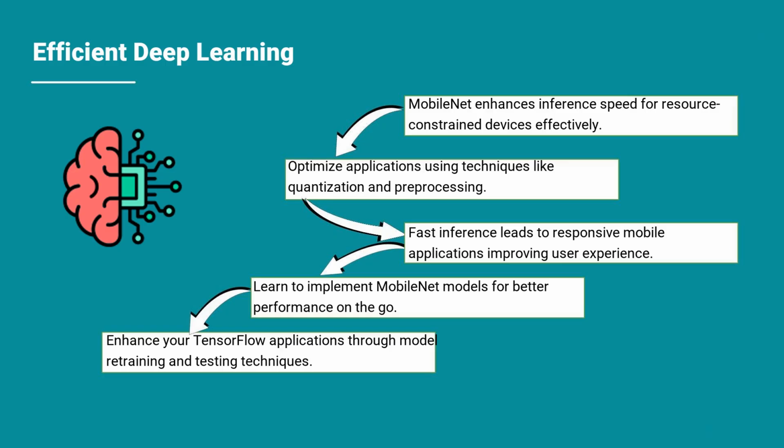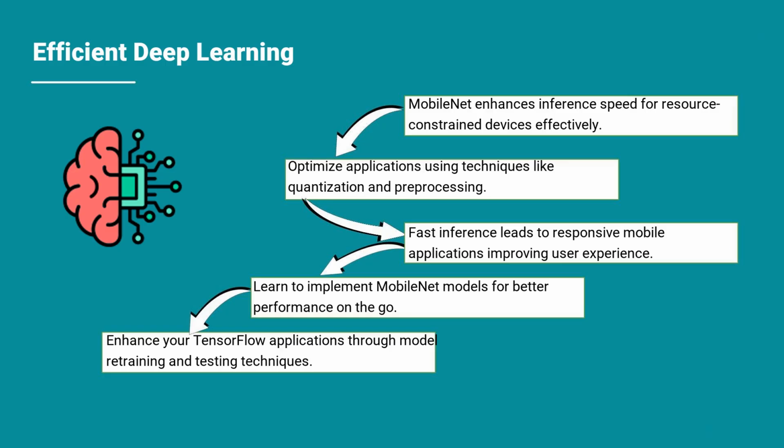In conclusion, the Mobilenet family of models opens new avenues for deploying deep learning applications on resource-constrained devices effectively. Their architecture optimizes for low latency and high speed, crucial for mobile applications. Through techniques like quantization, effective preprocessing, and model retraining, we can significantly enhance the performance of our applications. The efficient use of Mobilenets not only aids in achieving faster inference speeds, but also allows developers to create more responsive mobile applications that align with user expectations.